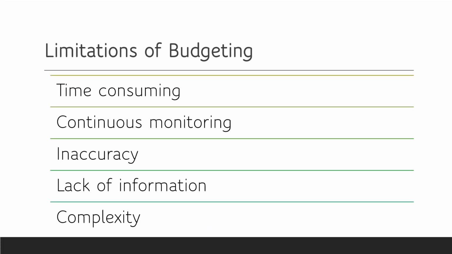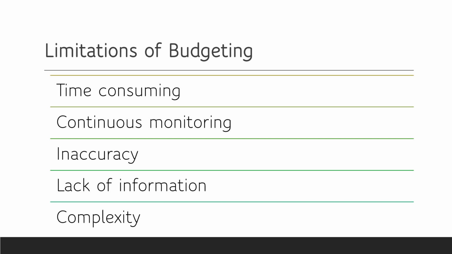Okay, now we look into the limitations of budgets. The first one is time consuming. So what it means is that creating a budget can take a lot of time and effort, especially when gathering data, making calculations, and coordinating with different departments. And then the second one is continuous monitoring. Actually, once a budget is set, it requires ongoing monitoring to ensure everything stays on track. So this continuing oversight can be demanding and may divert resources from other tasks.